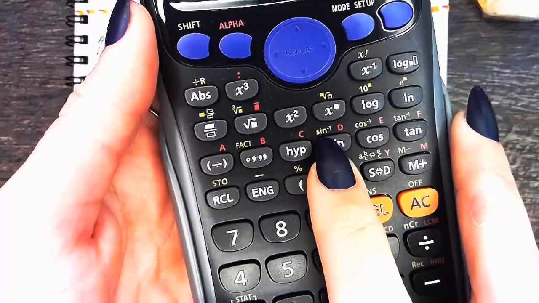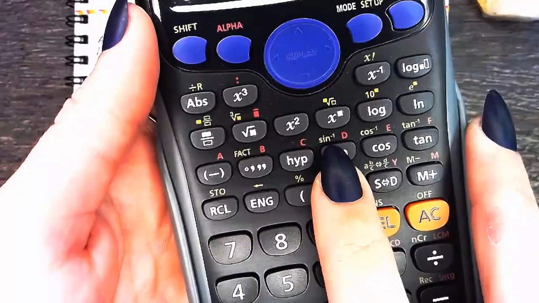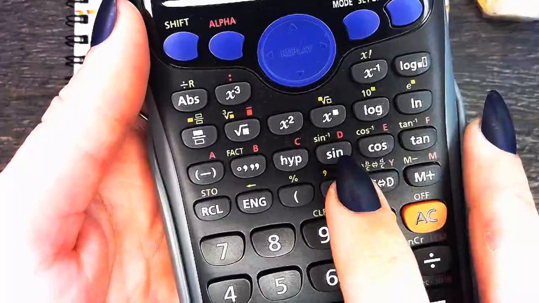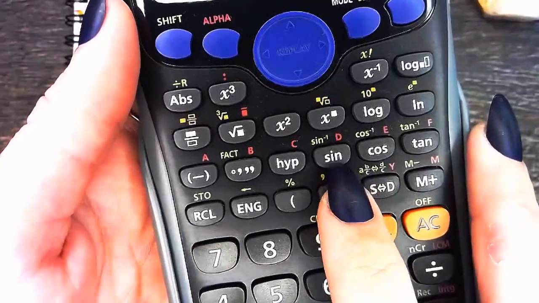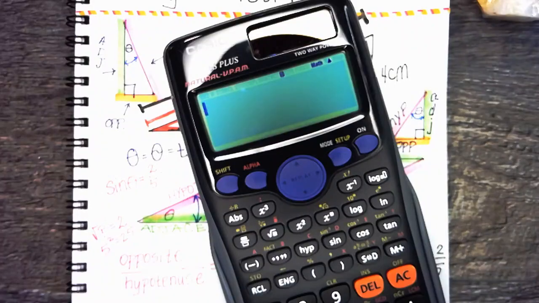When finding an angle, you take the sine inverse of the ratio. I will write this down in a minute as well. To find a ratio, we take the sine of an angle. Let's give this a try.